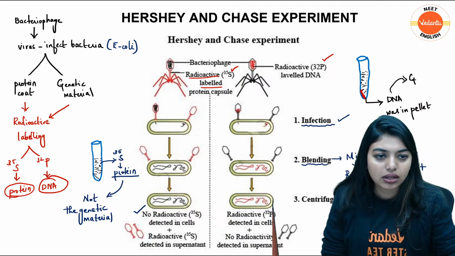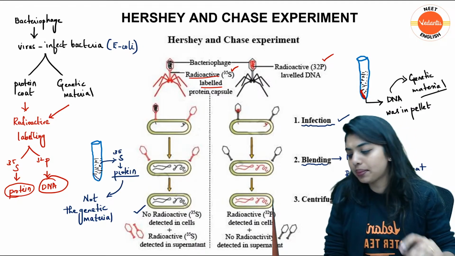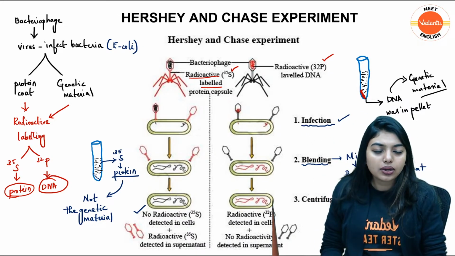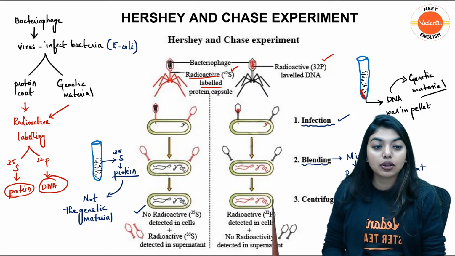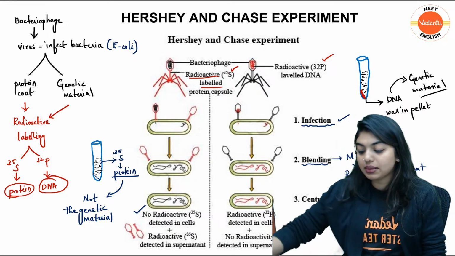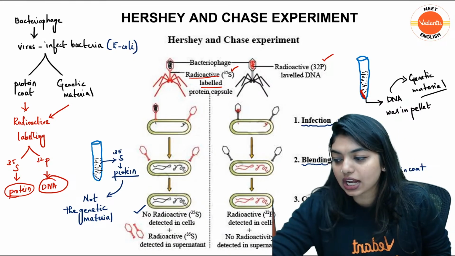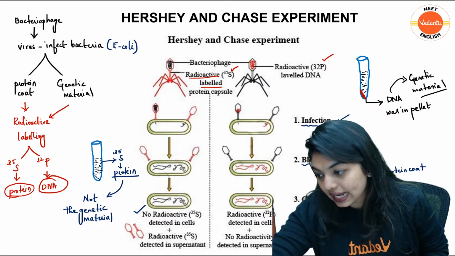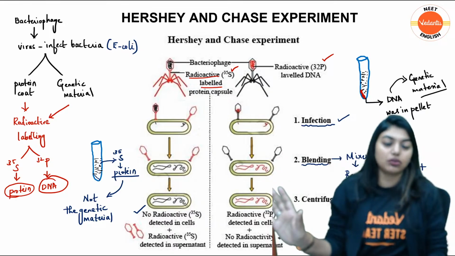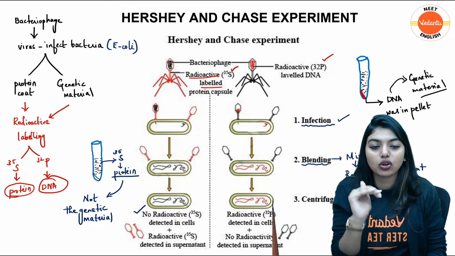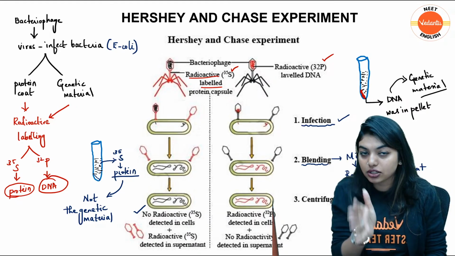Yes or no? It shows that DNA is the genetic material. Simple as that. Clear? So DNA was in the pellet, and because of this, DNA was the genetic material. Simple, that's all. This Hershey and Chase experiment was proven and widely accepted by everyone, because always understand that genetic material is heavier and will always settle in the pellet and will not be seen in the supernatant.